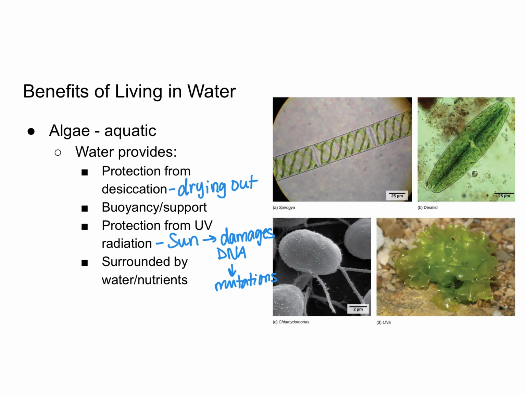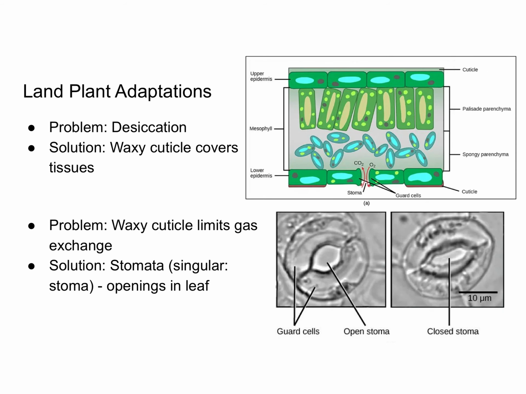In the water, the algae are also surrounded by water and nutrients, so it's very easy for them to get nutrients. They can just absorb nutrients across their tissues. So land plants had to adapt in order to survive on land because they don't have the benefits of living in the water. So one problem with moving to land is desiccation. Remember, desiccation is just drying out or dehydration.